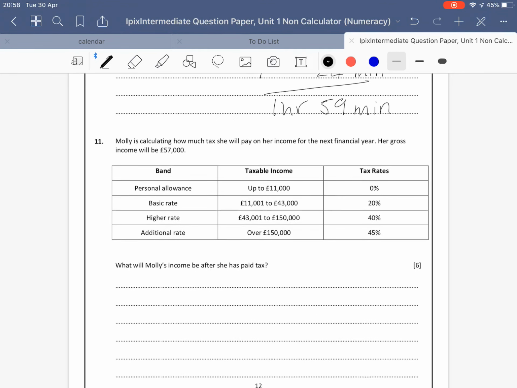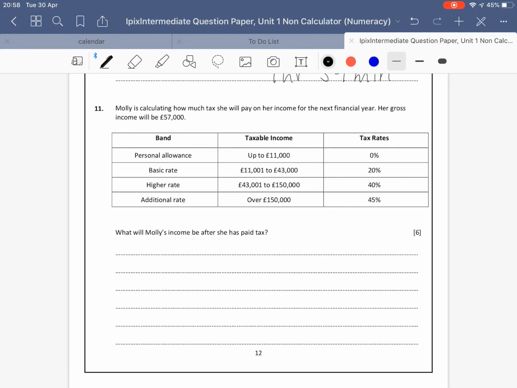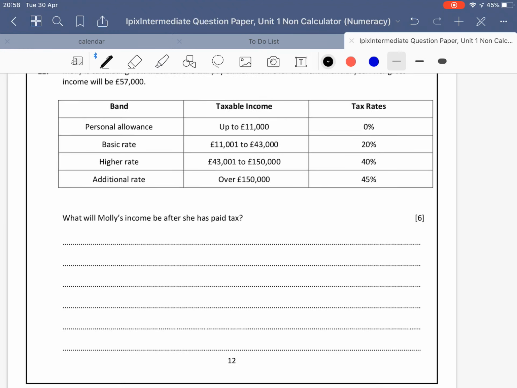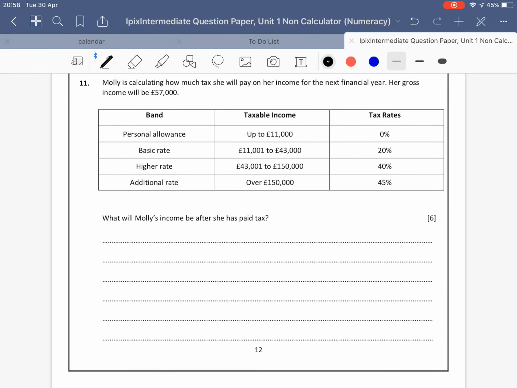Right, Molly is calculating how much tax she will pay on her income for the next financial year. Her gross income will be 57,000. This is for everyone, so you should really get used to this. Everyone has a personal allowance, so you don't pay tax on anything up to 11,000. You get 11,000 in your pocket all the time.